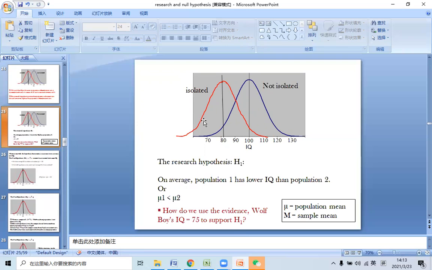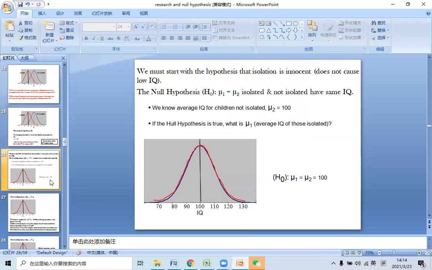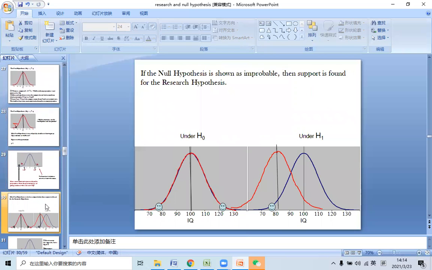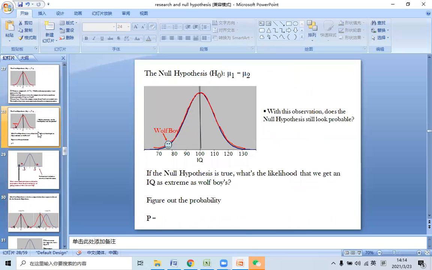These two curves are separate. They have different means. The isolated kids have lower IQs than the not isolated kids. That's what we are trying to support, and our evidence would lend us the support. So those are the null hypothesis and the logic of hypothesis testing.